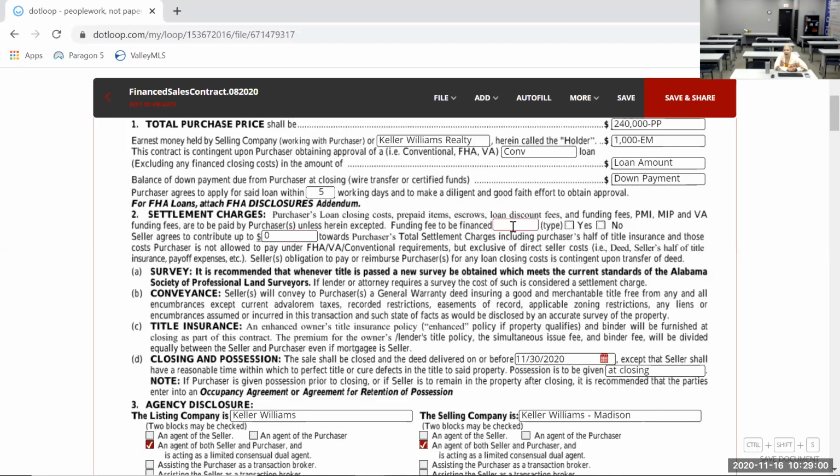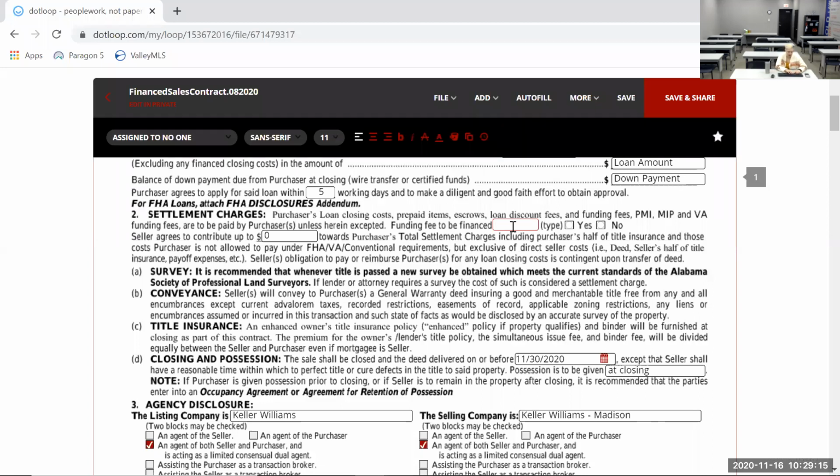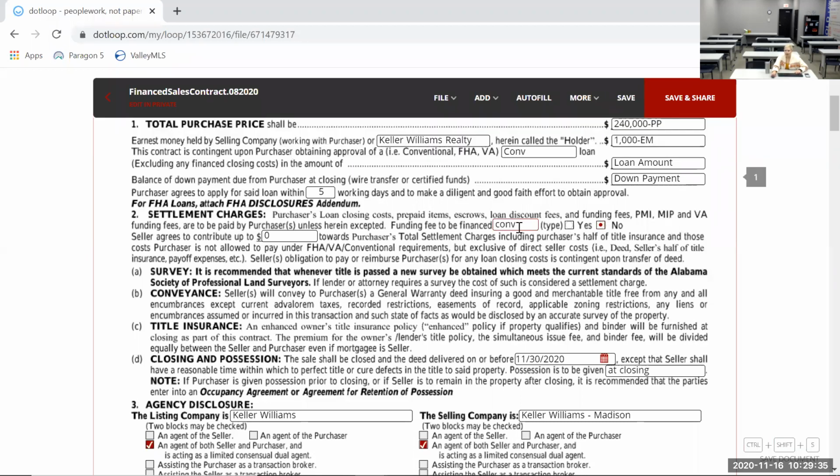The only time you will have a funding fee is if it is a government-backed loan. So if you have an FHA, a VA, or a USDA, those are all government-backed loans, and you would put in the type of loan. You would just put FHA and yes, because the funding fee would be financed if they're doing government. In this case, this is conventional, and you're going to put no because there is no funding fee on a conventional loan.